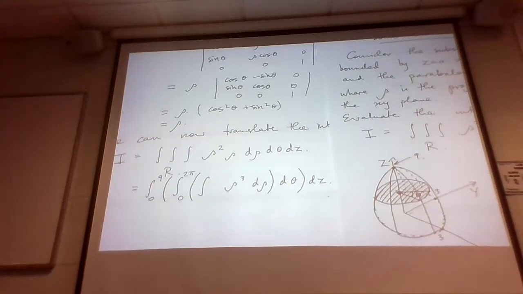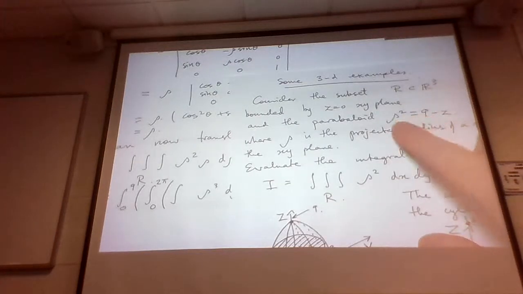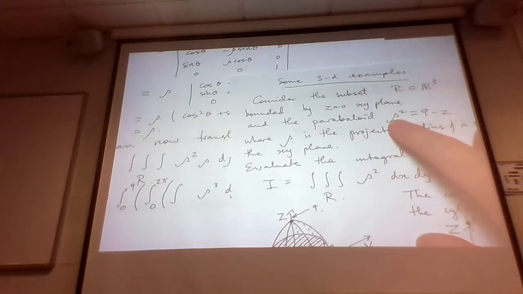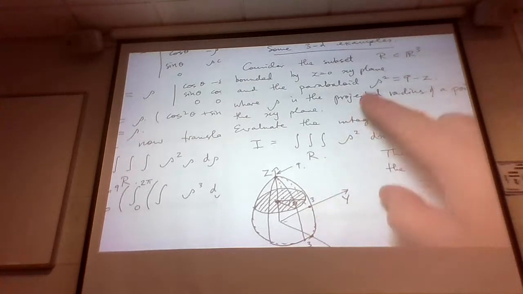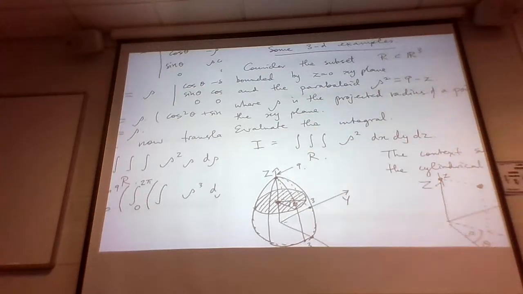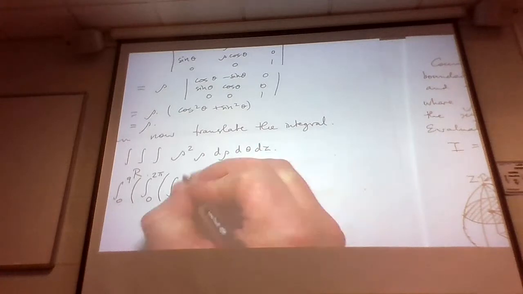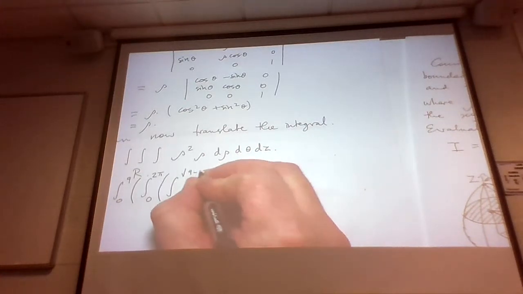Well, that's applied to us because we're talking about the paraboloid defined by this equation. So rho goes up to a maximum value where it meets the boundary of the paraboloid, which is at the value, the square root of 9 minus z. So we're going from 0 to the square root of 9 minus z.